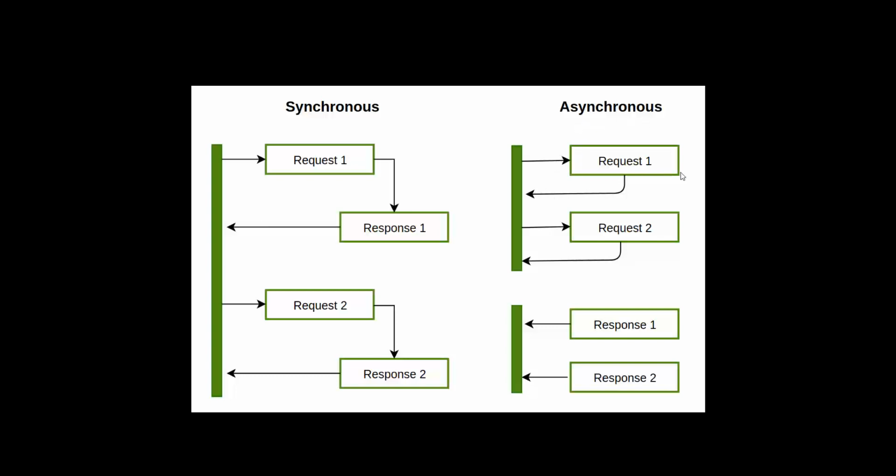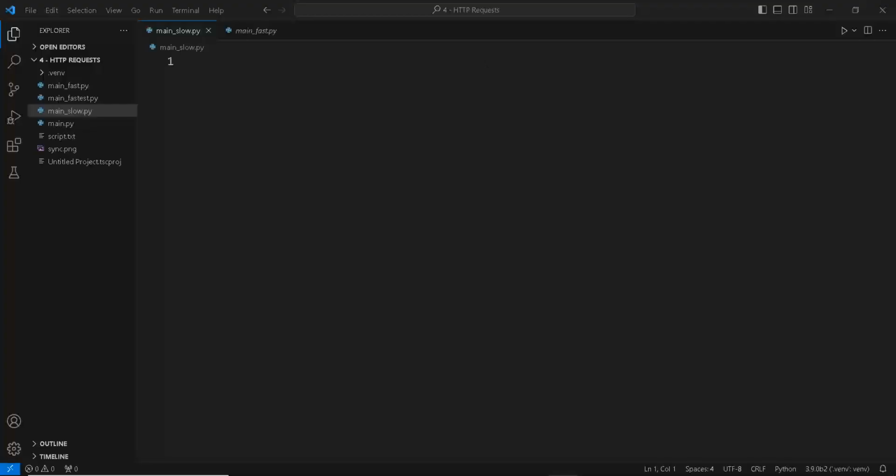It sends the first request, and then it sends the second request, the third request, and so on. And then in the background, it keeps receiving the responses. So we don't actually have to wait for the responses to come in to send requests, and that saves us the time. So let's actually see an example of synchronous code, and then we'll convert it into asynchronous code.